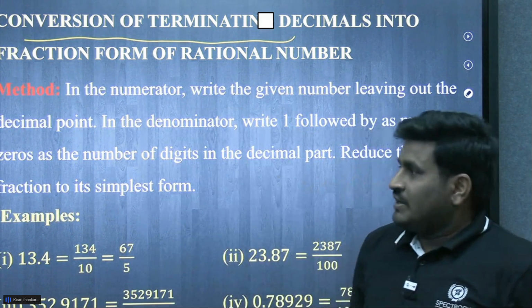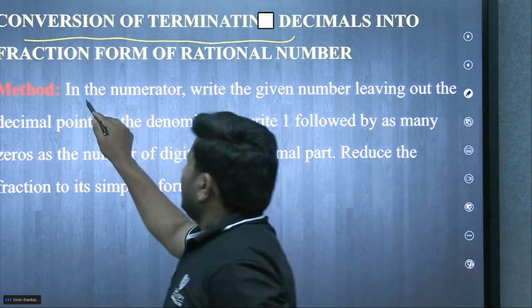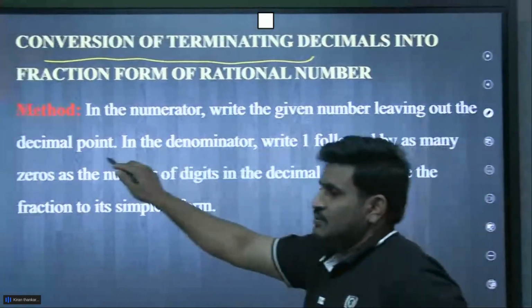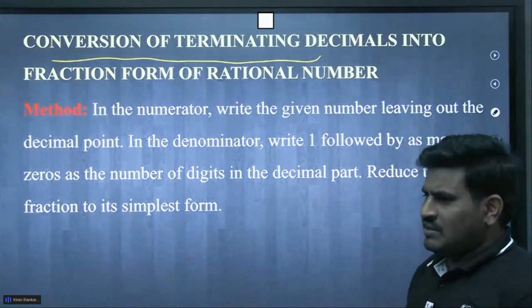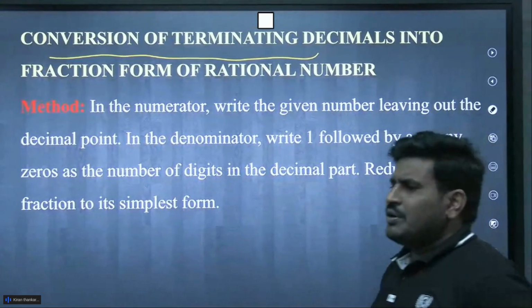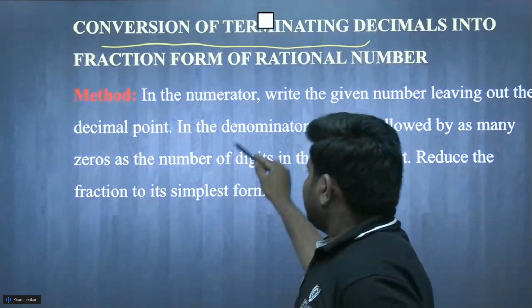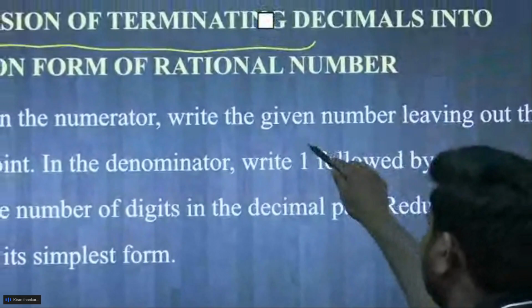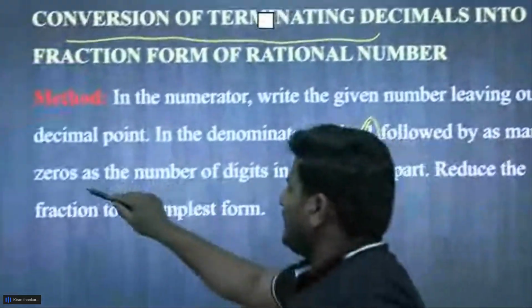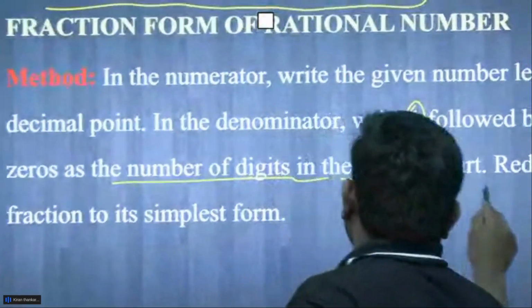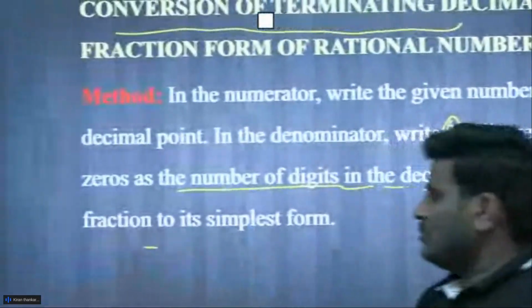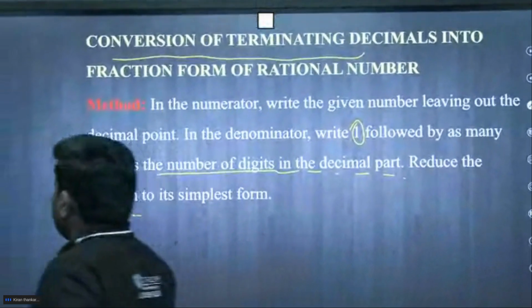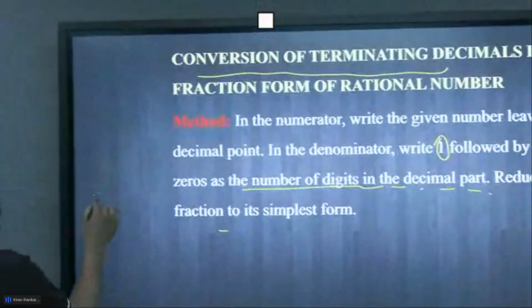So let's see the method. In the numerator, write the number leaving the decimal point. Next, in the denominator, write 1 followed by as many zeros as the number of digits in the decimal part. Then reduce that fraction into its simplest form. For example, if you take 7.412.